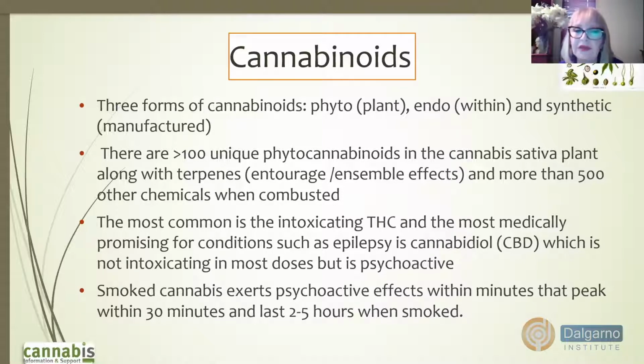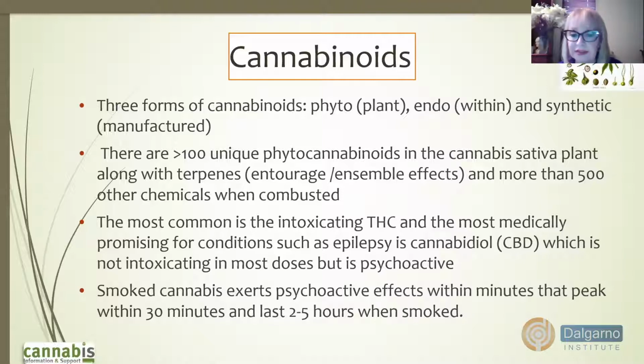decided in any way. There are also more than 500 other chemicals that are given off when cannabis is combusted, much like tobacco. The most common of these phytocannabinoids is the one that people use to get high, the intoxicating THC, tetrahydrocannabinol. And on the other hand, the most medically promising for conditions such as epilepsy, particularly those pediatric epilepsies, is cannabidiol, CBD, which is not intoxicating in most doses, but it does have some psychoactive effects, and I've seen those in studies that I've conducted.